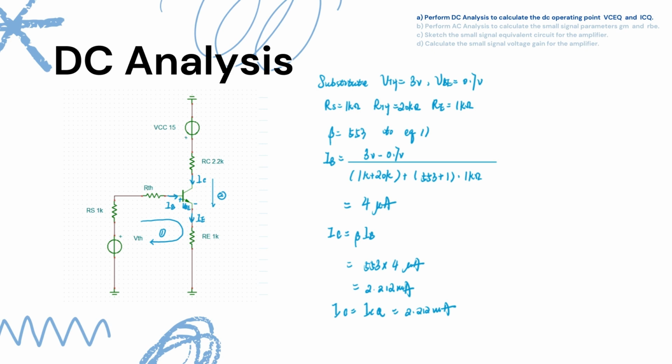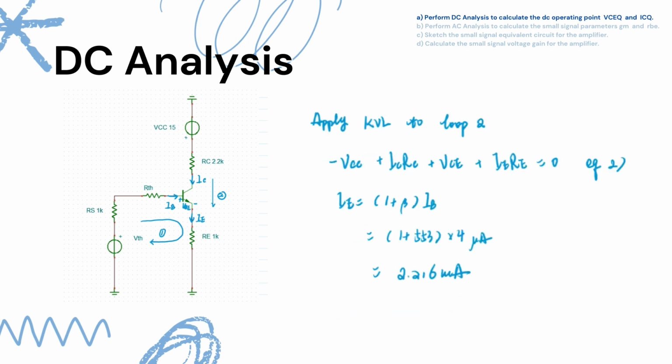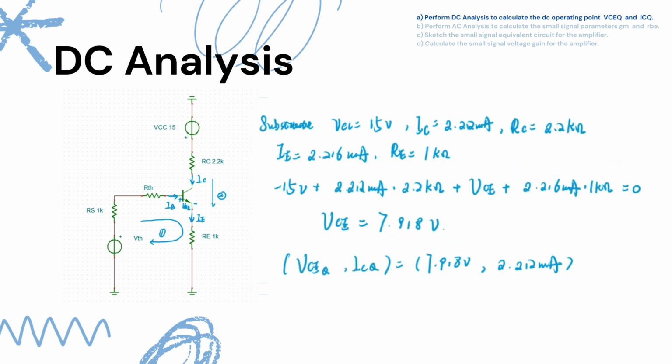IC equals beta IB equals 2.212 mA. Then we apply KVL to loop 2. We get the second KVL equation, where IE equals the sum of 1 plus beta multiplied with IB, equals 2.216 mA. Substitute values to equation 2. We calculate VCE equals 7.918 volts.